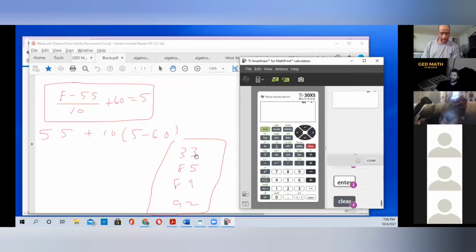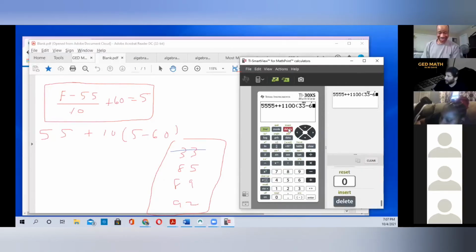So the first answer we're going to use is 33. Watch this, 55 plus 10 times, in parentheses, 33 minus 60. Well, 33 minus 60 is going to give you a negative number. So we know it's not 33 right from the doors. Right from the doors, we know it can't be 33.